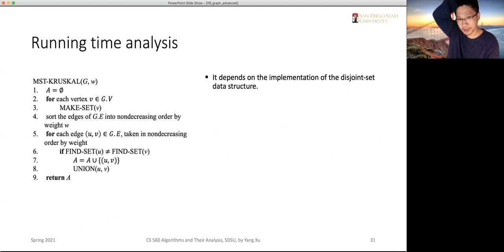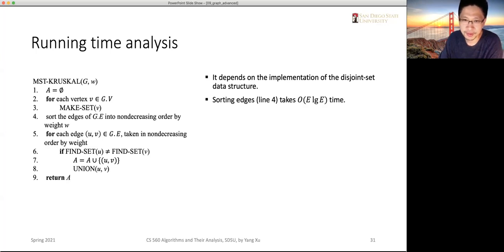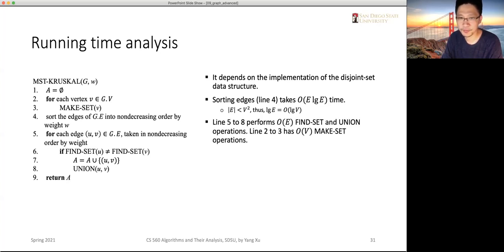Now let's look at the running time. It's interesting because we are not just using two for loops, but it also depends on the implementation of the disjoint set data structure. As we said before, the disjoint set can usually be implemented with linked lists. The sorting algorithm is also something we need to take into consideration. If we use quicksort, or merge sort, or heap sort, for example, to sort all the edges, it takes E times logarithm of E time. And if E is less than V, then we can rewrite this as logarithm of V.